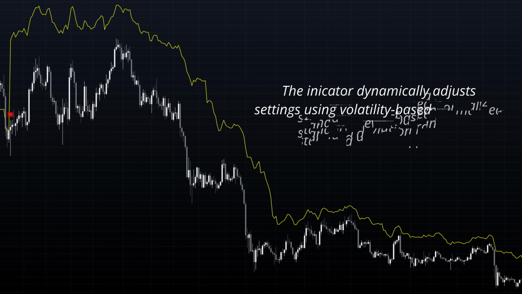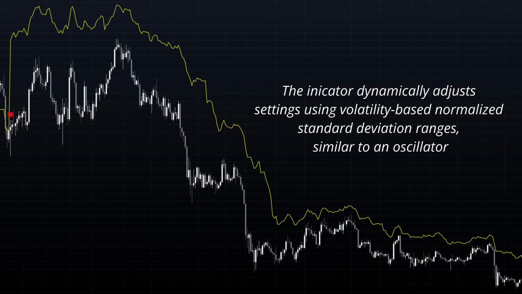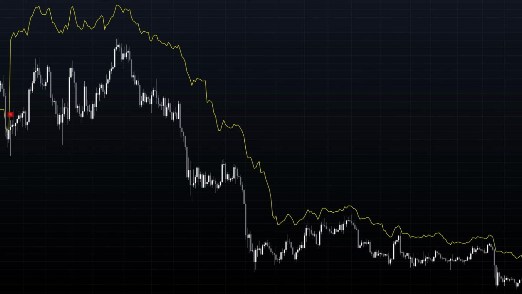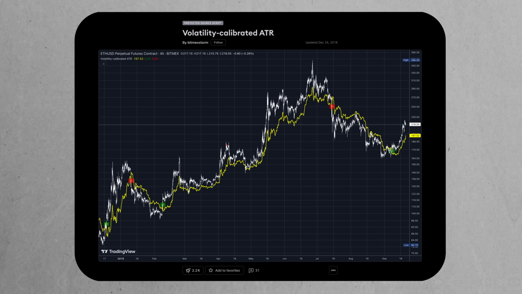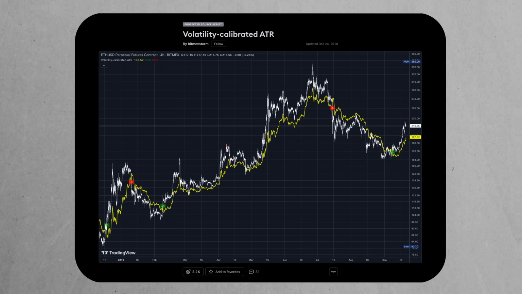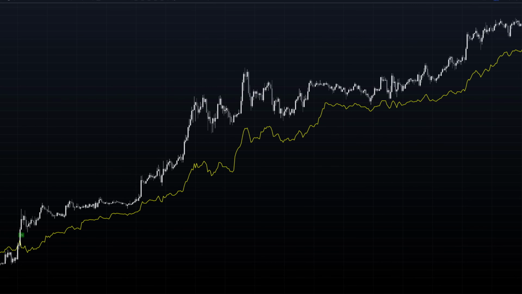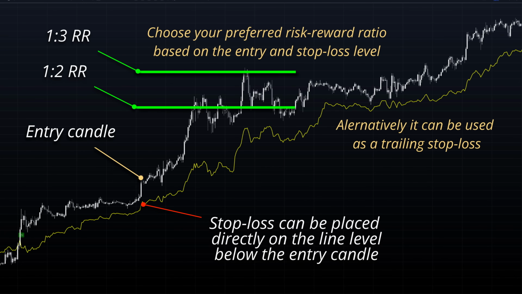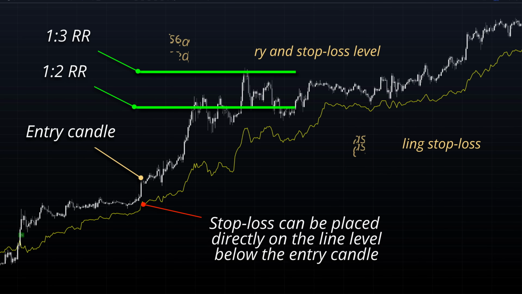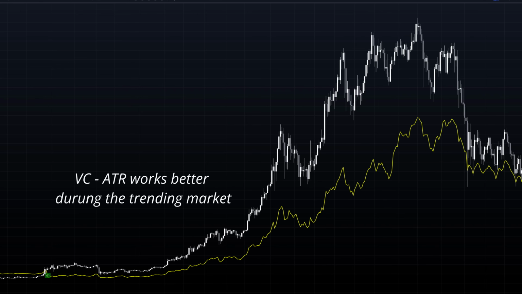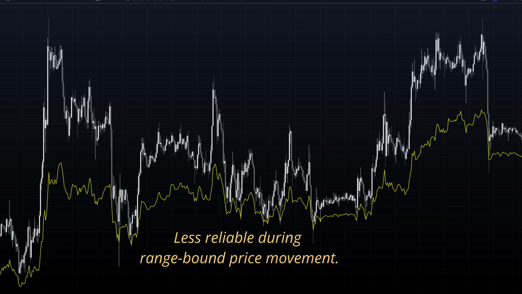The Volatility Calibrated ATR dynamically adjusts its settings based on volatility metrics, using normalized standard deviation ranges like an oscillator. Using Heikin-Ashi candles as its data source, the Volatility Calibrated ATR smooths price action and minimizes noise. It can be integrated into your trading system to place stop losses, calculate profit targets, and set trailing stop losses. By adapting to market volatility, it provides more reliable risk management levels, reducing the likelihood of being stopped out during volatility spikes and helping identify optimal exit points.